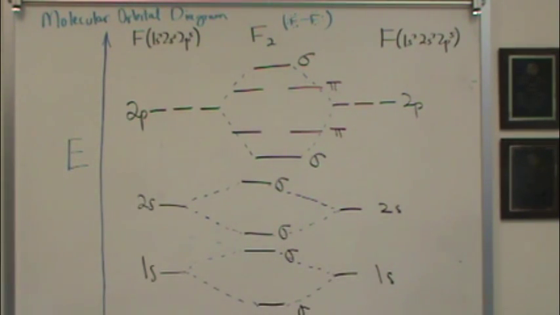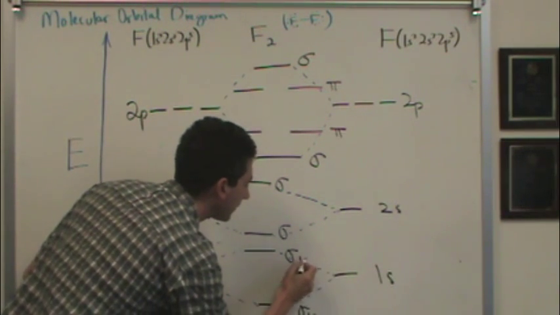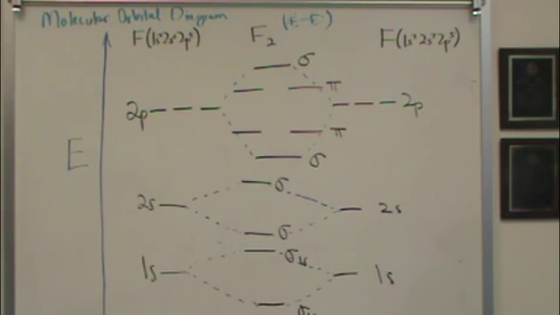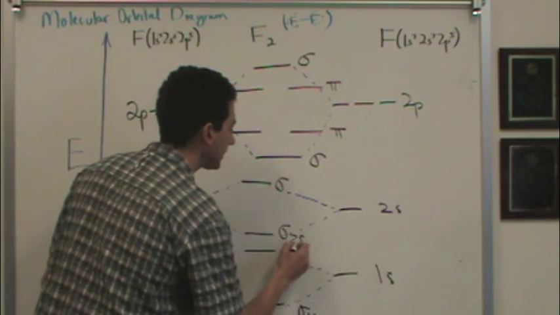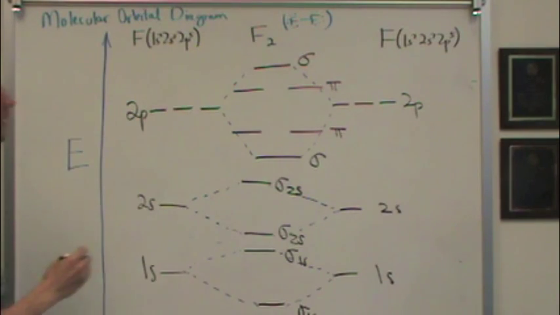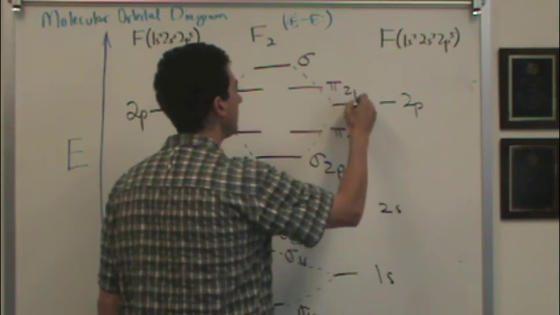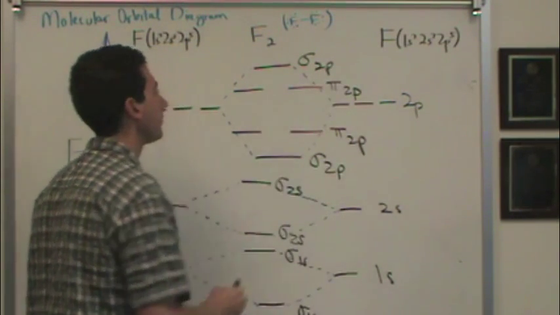Now, for the subscript of each of these, the subscript will be the name of the atomic orbital it just came from. So these 2 are 1s, because they were formed from 1s orbitals. These 2 are 2s, because they're formed from 2s orbitals. And then the top 4 all have subscripts of 2p, because they come from 2p atomic orbitals.